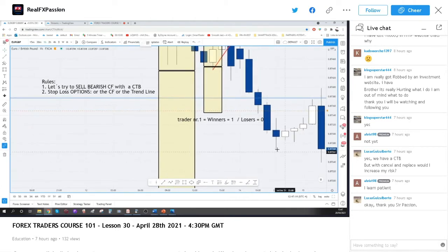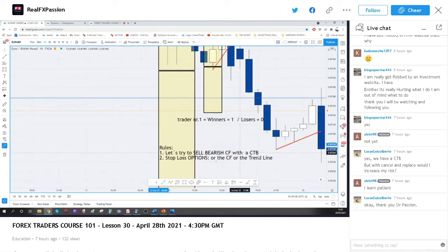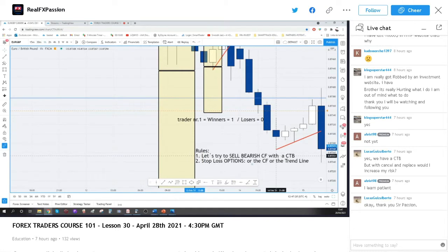So same question back again. Number 1, do we have a counter trendline break? And question number 2, is this a bearish candlestick formation?